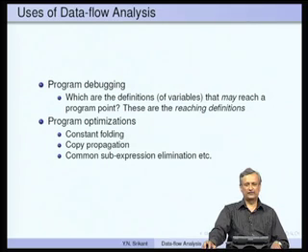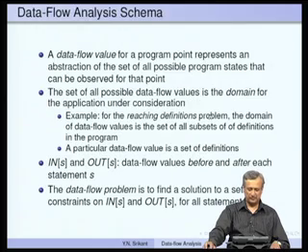What are the uses of data flow analysis? Data flow analysis information is used for program optimizations, of course. I have given you plenty of examples so far: constant propagation, copy propagation, etc. It is also useful for program debugging purposes. For example, which are the definitions of variables that may reach a program point? These are what are known as reaching definitions. So, we may want to compute the reaching definitions and then use them in program debugging.